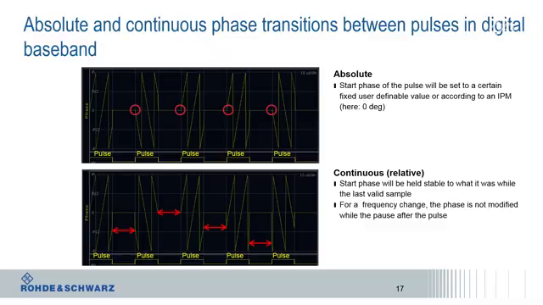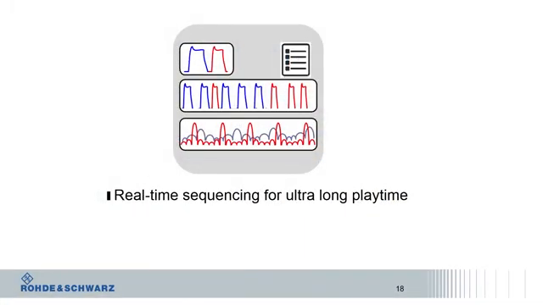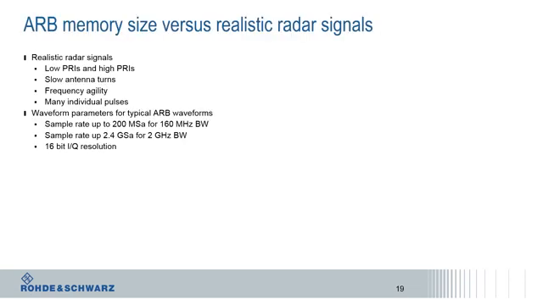So up to now we have only looked at single pulses or a couple of pulses. Now the question is, how does the situation change if long scenarios have to be simulated and what has to be considered for long playing scenarios? Therefore I will present the real-time sequencing in order to achieve ultra-long play time.